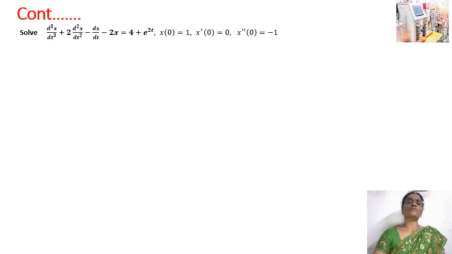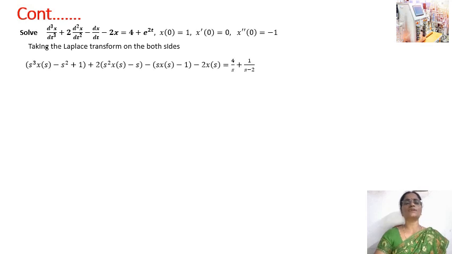The first step, apply a Laplace transform on both sides. Here the left hand side and right hand side are there. Take the Laplace transform on both sides. You know this is the third order derivative, this is the second order derivative, this is first order, and this is a simple function. For the third order derivative, what is the formula? s cube x of s minus s squared x of 0. Here x of 0 will come.